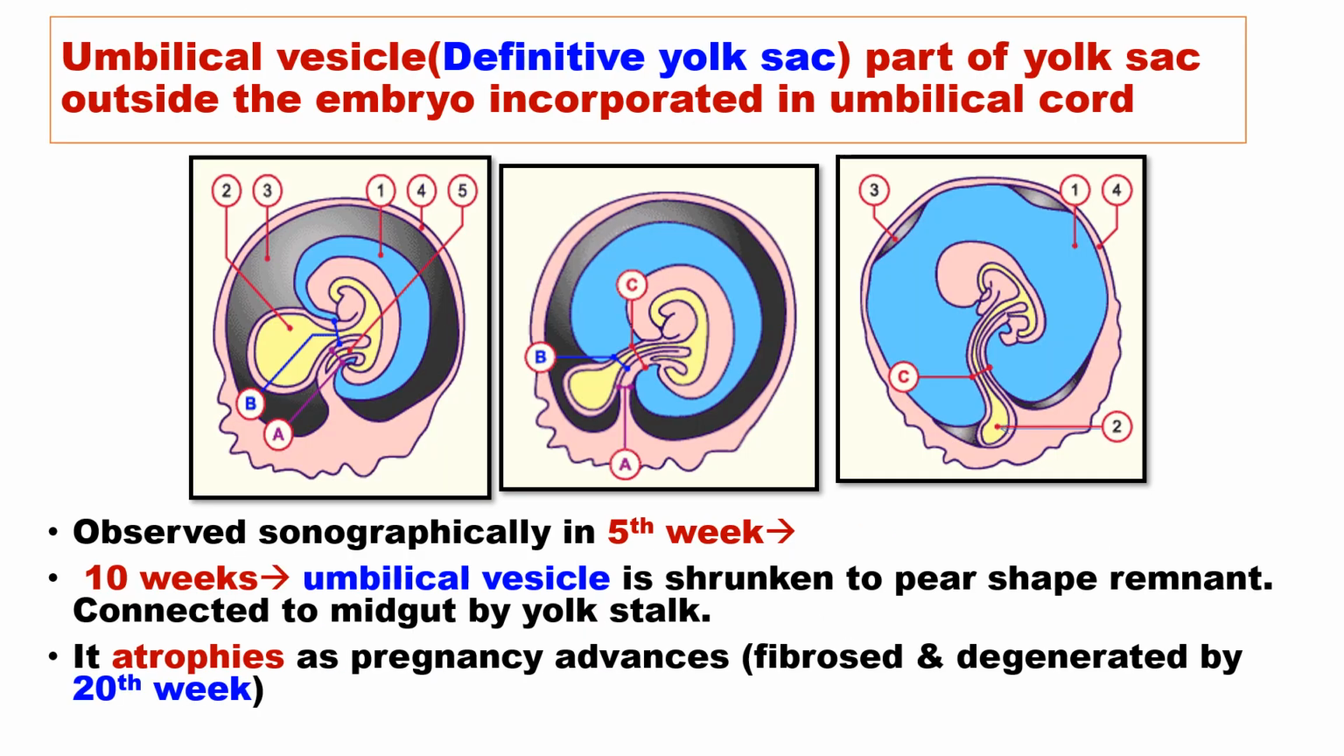The part of the yolk sac which is not incorporated into the embryo, which remains outside, is known as the umbilical vesicle or definitive yolk sac. By the 10th week, the umbilical vesicle shrinks to a pear-shaped remnant and is connected to the midgut by the yolk stalk. It atrophies as pregnancy advances. It gets fibrosed and degenerated by the 20th week of intrauterine life.